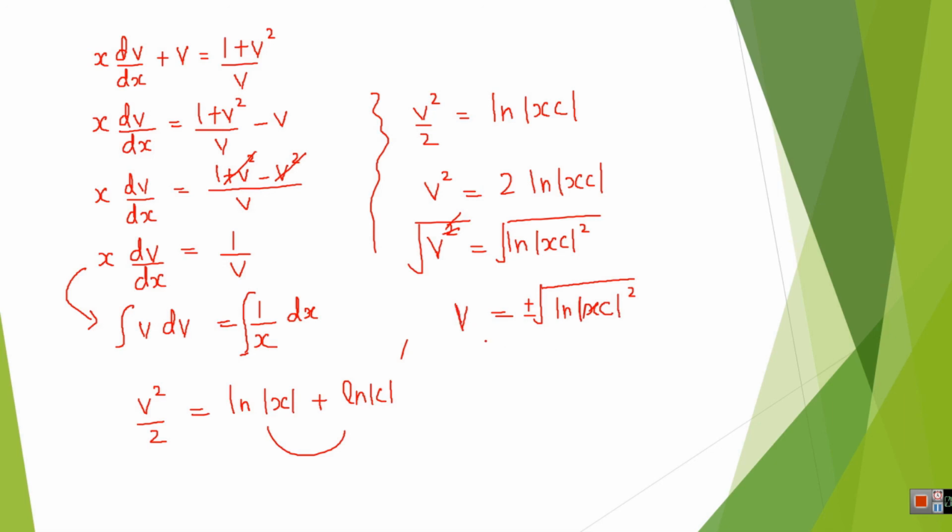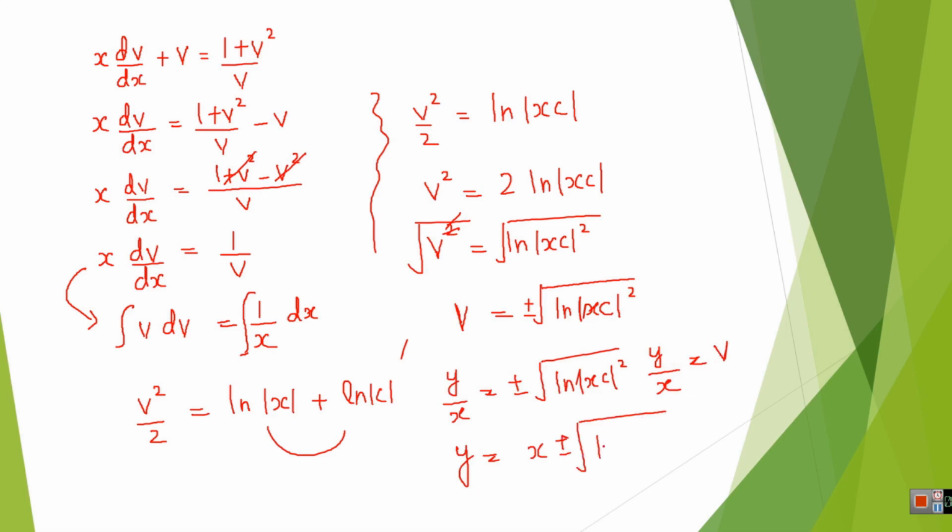So this will be the last step that I'm going to do now. We know that we have substituted, in the very starting part of the question, y over x equals v. So I'm going to substitute that back, replacing v by y over x here. So we can write it as y over x equals plus minus square root of log of (xc) to the power 2, and now I'm going to move that x over there, so it will be our final solution. y is equal to x times plus minus square root of log of (xc) to the power 2. So this is our solution.